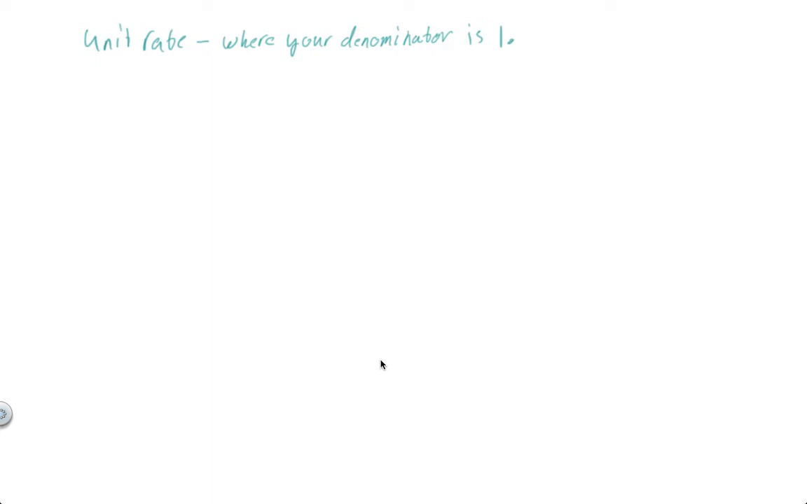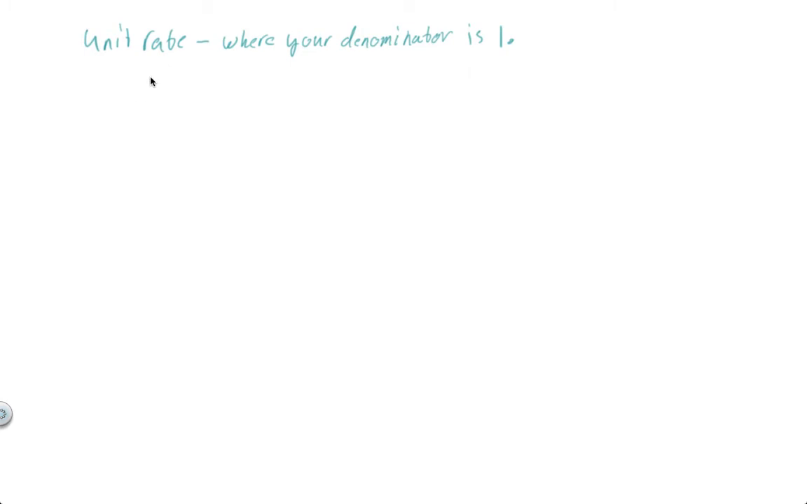Just one more video for this segment, interpreting the unit rate as slope. So unit rate, and the definition I've written is where your denominator is 1. That's kind of the easy way of putting it. The actual definition, if you'd like to write it down, or it's also in your book, is that a unit rate is a rate in which the second quantity in the comparison is 1 unit.